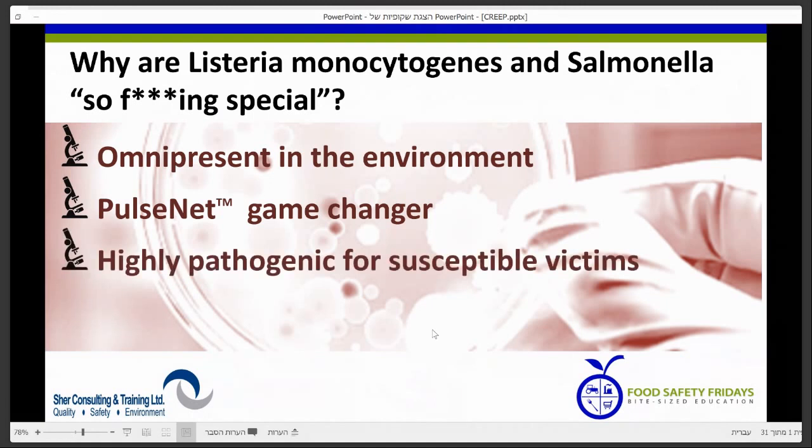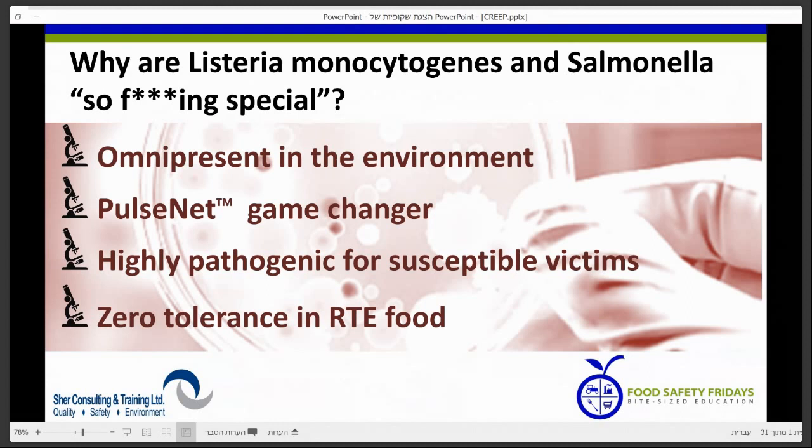The third reason is both of these bacteria are highly pathogenic for people who are susceptible victims. Most of the population will not get severely ill from Listeria or Salmonella, but pregnant women, elderly people, people with background diseases, and so forth can be seriously, if not fatally, harmed from these pathogens. And specifically, Listeria can cause stillbirth and abortions for pregnant women.